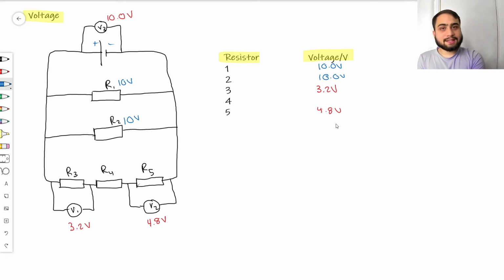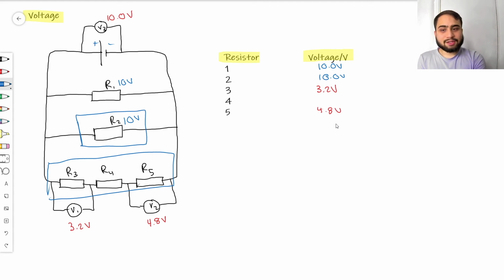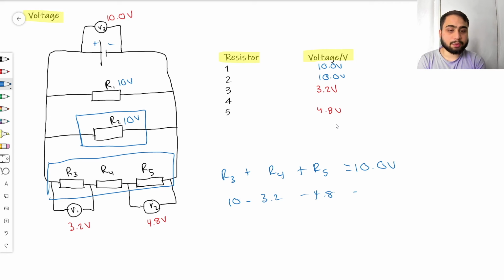Now, here's the tricky bit. There is another parallel combination: the next parallel combination is all three of these resistors with R2. So this tells us that all three of these resistors, so R3 plus R4 plus R5, should equal 10.0 volts. Okay, and now we already know R3 and R5 are their voltages respectively. So all we have to do is 10 minus 3.2 minus 4.8, which ends up being 2 volts.